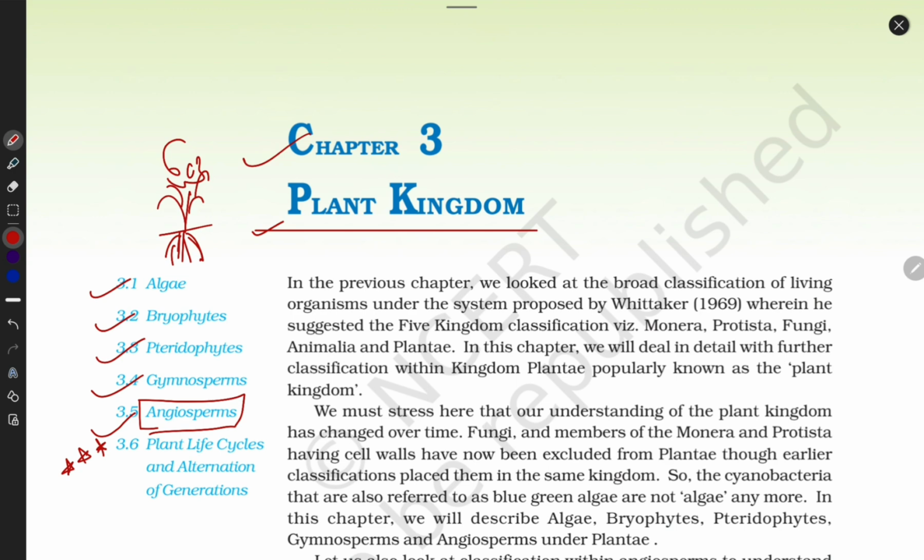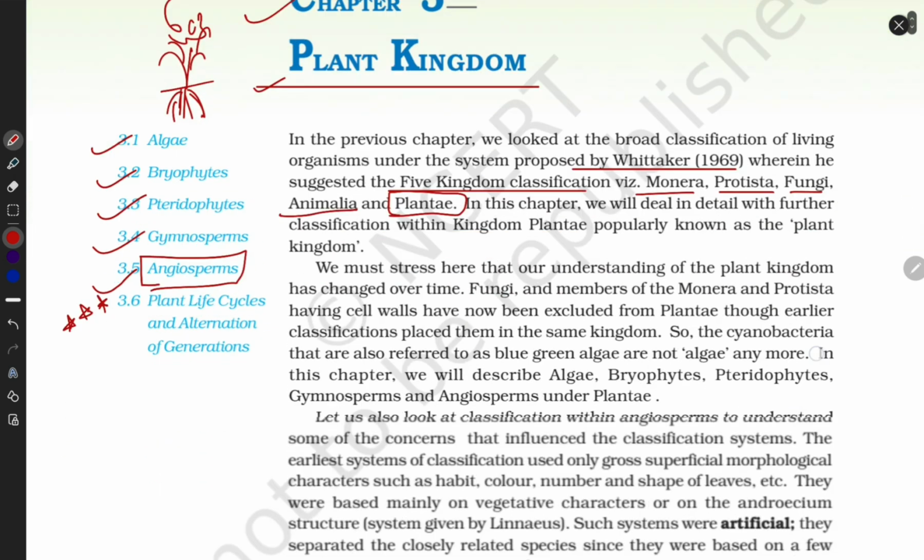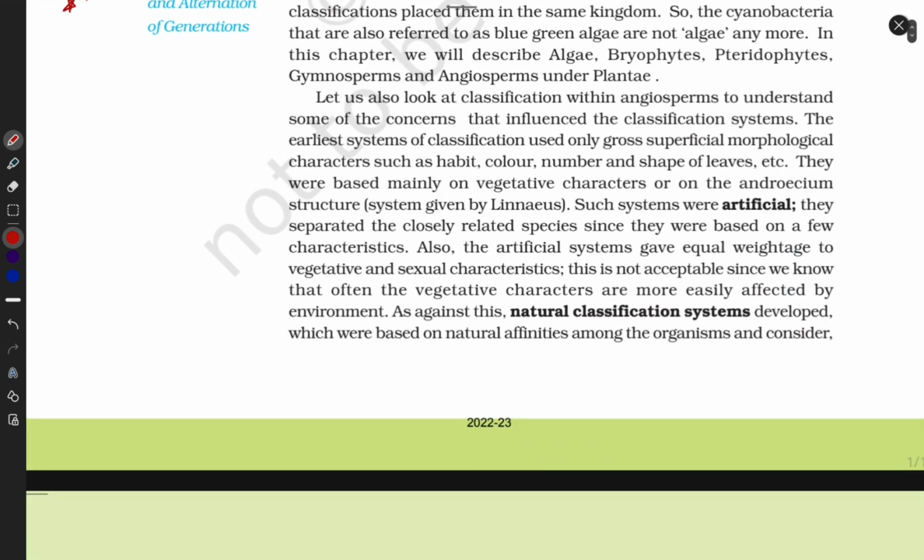Many scientists come and give their own different classification. We are all familiar with the five kingdom classification, right? R.H. Whittaker gave the five kingdom classification: Monera, Protista, Fungi, Plantae and Animalia. Now we're going to discuss the plant kingdom. One by one, scientists gave classifications of plants.